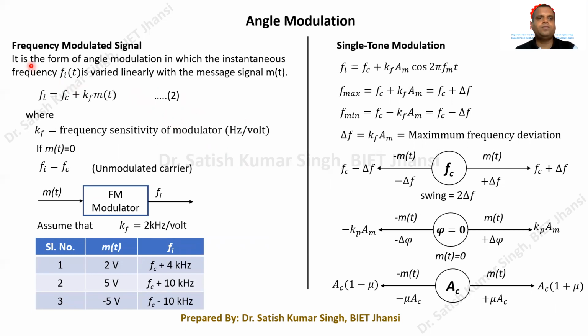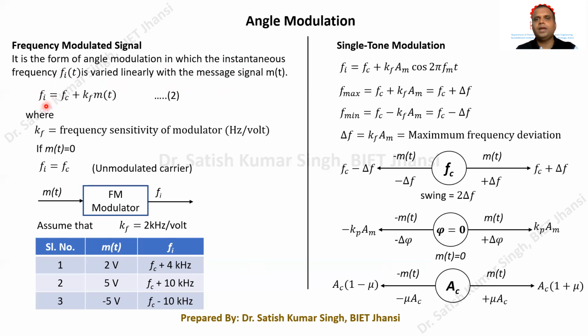So basically, what is frequency modulation? A frequency modulated signal is a form of angle modulation in which the instantaneous frequency fi(t) is varied linearly with the message signal m(t). Here you just write fi(t). It is a function of t, so it should be fi(t).